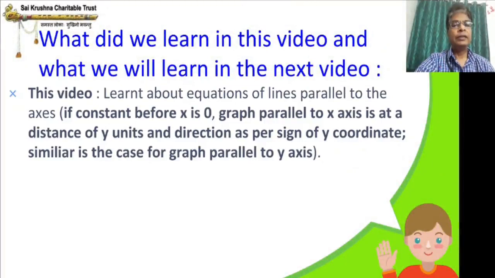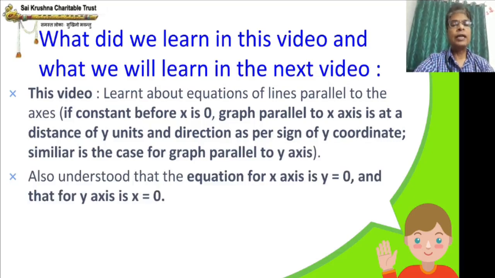And in this video, we now have: if the constant before x is 0, the graph is parallel to the x-axis; if the constant before y is 0, then the graph is parallel to the y-axis. That is what we saw in this part, and we also understood that the equation for the x-axis is y equal to 0 and for the y-axis is x equal to 0. These all look a little confusing, like somewhere we say x is for the x-axis, somewhere x is for the y-axis, but if you understand the concept, this is very, very easy.